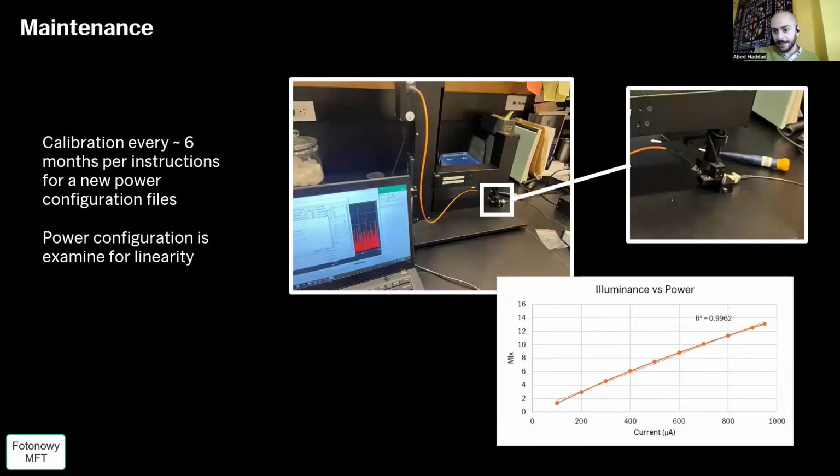And just quickly talk about maintenance. Earlier, as I was mentioning, we do a calibration. Fotonowy suggests that we do a calibration every 6 months. And what you do with that is you're basically interrogating the output at different currents. And that creates a power configuration file from which the instrument can look at the data photometrically and radiometrically. And so you can see here, we're looking for a linear behavior. If there's a huge deviation from linearity, then there's something wrong either with the spectrometer or with the LED light source. So far, everything seems to be okay on our end.